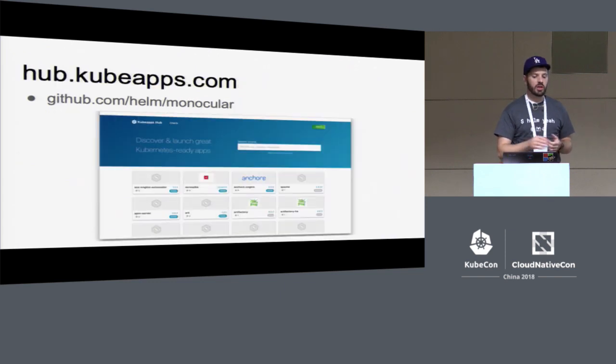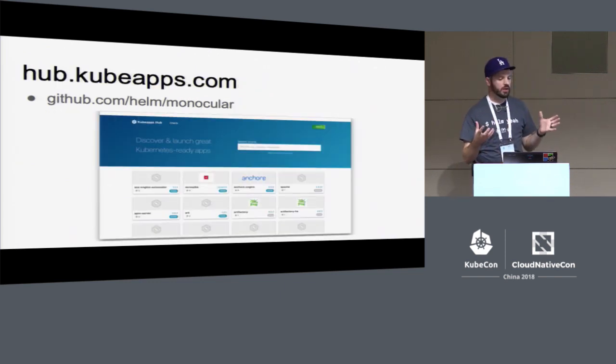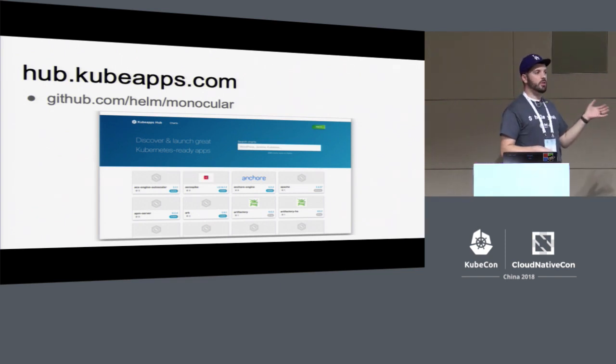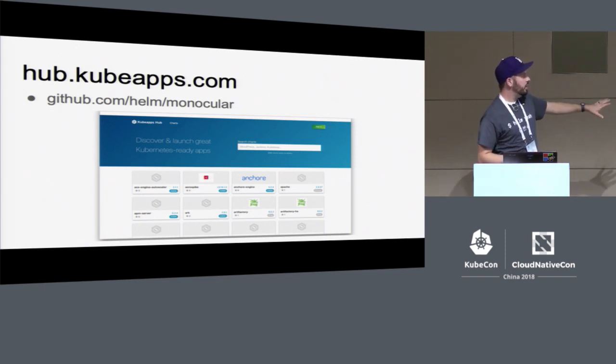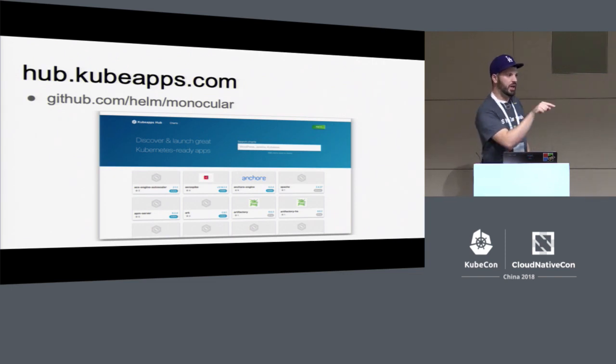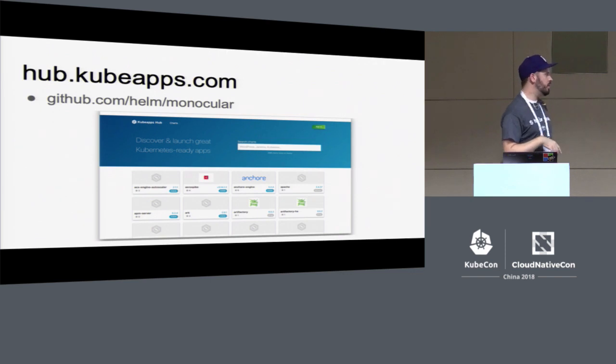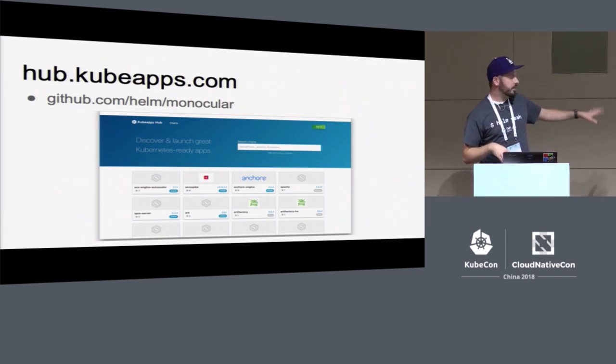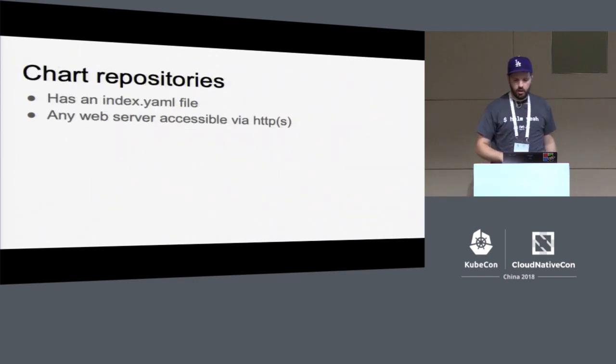The other thing that's really helpful, if you want a GUI to look at this with, is hub.kubeapps.com. This is powered by something written by Bitnami called Monocular. As you can see in the screenshot here, it has a way of visually looking at all of the charts that are available to you. If you install Monocular on your own cluster, you can do other cool stuff like click on the application and install it into your cluster automatically. But you can browse all the charts here and see all their documentation. So like I said, a chart repository has an index.yaml file and a web server that's available.